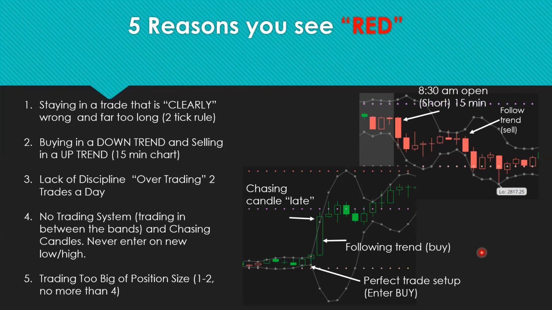Number 2, buying in a downtrend and selling in an uptrend. Always be mindful of the trend. Just follow the trend. If the trend is in a downtrend, you only want to take those candles that are solid greens or solid reds from the top band.